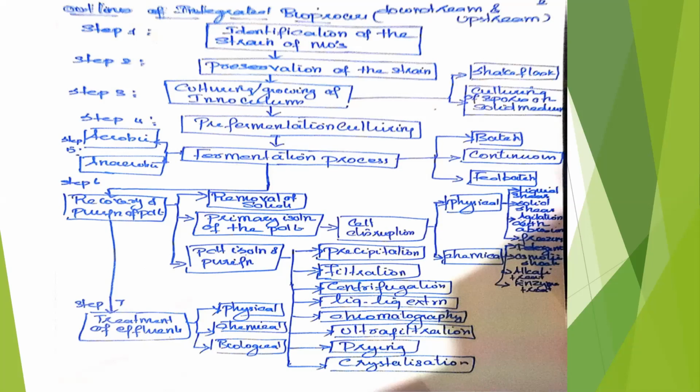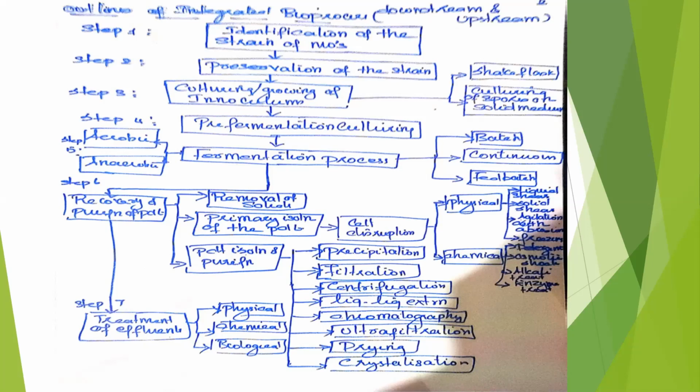So the combination of downstream and upstream will be called an integrated bioprocess technology, okay. And the first step in this is identification of the strain of microorganisms. The first step in the bioprocess technology is identification of the strain of microorganisms. For example, if you want to produce a product like ethanol or vitamins or antibiotics or whatever it is, first you should identify microorganisms which will produce that particular product in large quantities, okay.